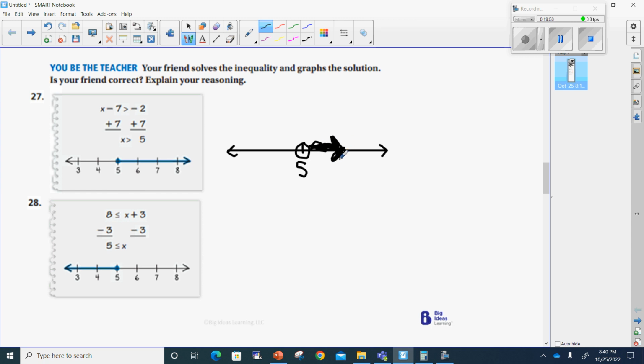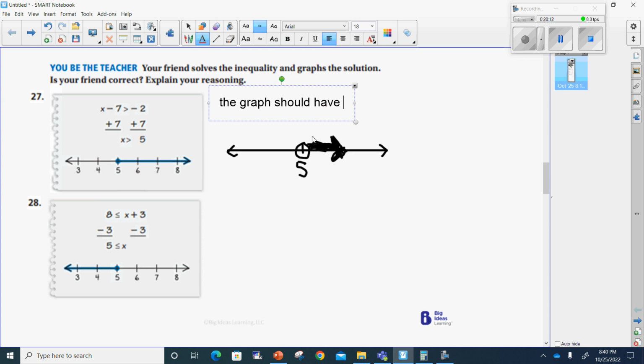Okay. So it says explain your reasoning. We would say the graph should have an open dot or open circle instead of a closed dot. All right?